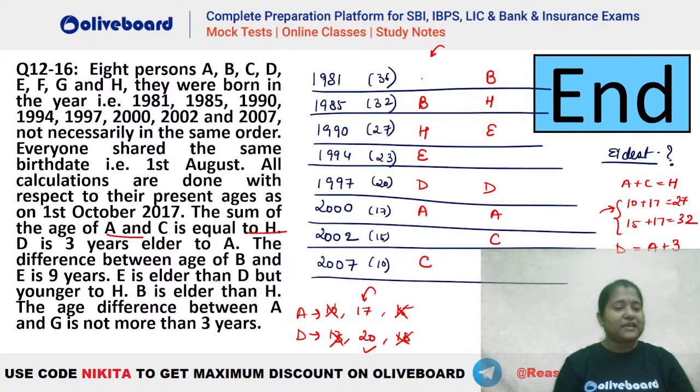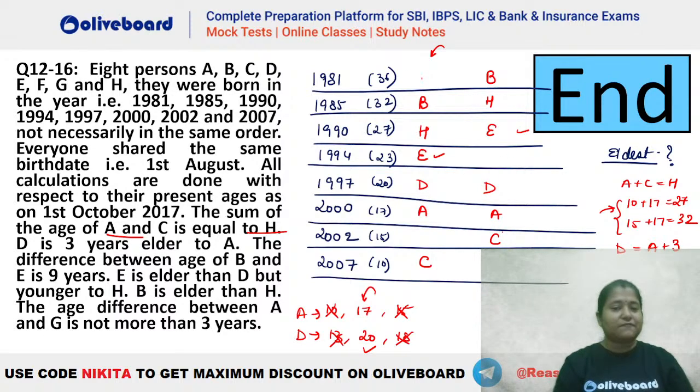So we have E is elder than D but younger to H. Now in this case you can see E is elder to D but younger to H, done. E is elder to D but younger to H, that is also done. The age difference between A and G is not more than 3 years, right? So A और G के बीच का age difference should not be more than 3 years.